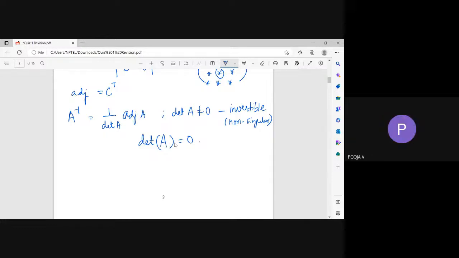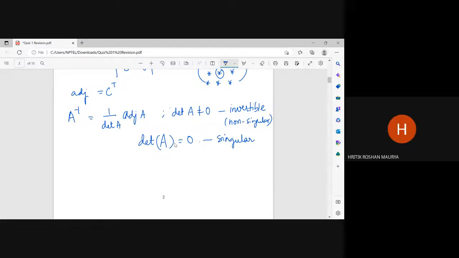Ma'am, can we say that if the determinant is not zero, it will not have infinite solutions, it will have a unique solution? Yes, when the determinant is not equal to zero, it will have a unique solution. But that case is non-singular. Ma'am, only when the determinant of a matrix is zero is it singular. Yes, the matrix A is called singular if the determinant is zero.